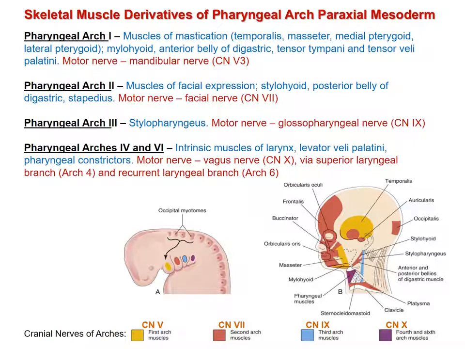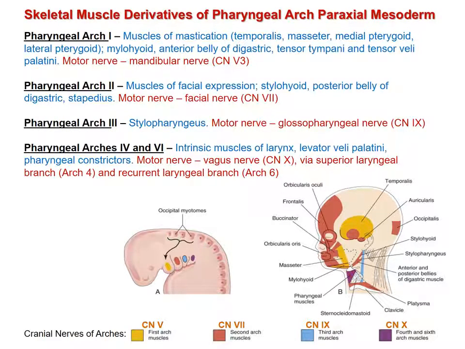Arch 4. The mesoderm of this arch gives rise to the cricothyroid muscle, one of the intrinsic muscles of the larynx, the levator veli palatini, a muscle of the soft palate, and the pharyngoconstrictor muscles. These muscles are innervated by the vagus nerve. However, specifically the superior laryngeal nerve is the motor supply to the cricothyroid muscle, whereas pharyngeal branches of vagus provide motor innervation to the levator veli palatini and the pharyngoconstrictor muscles.